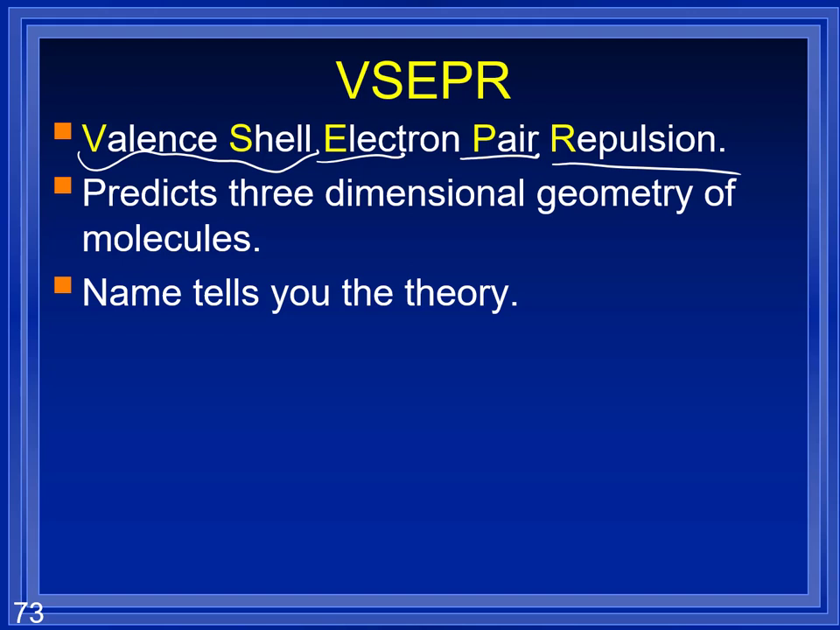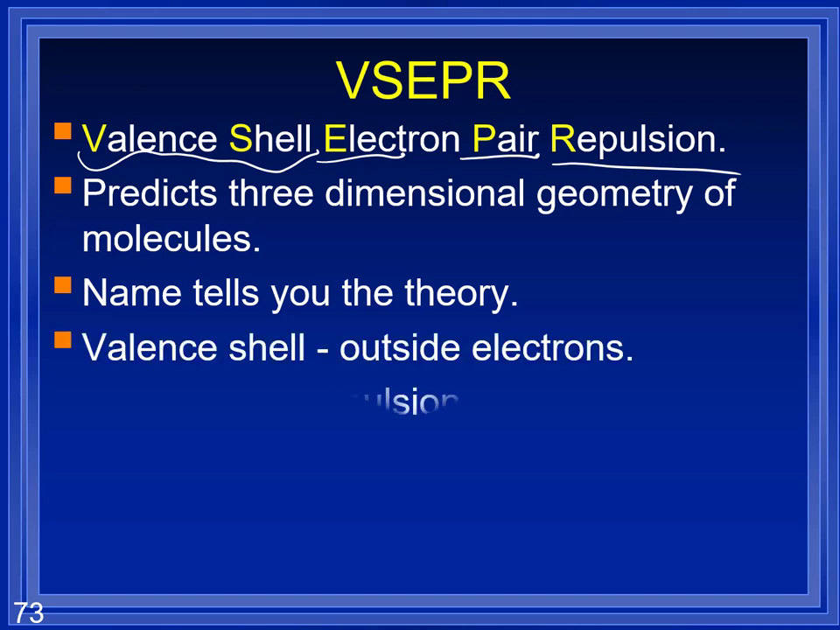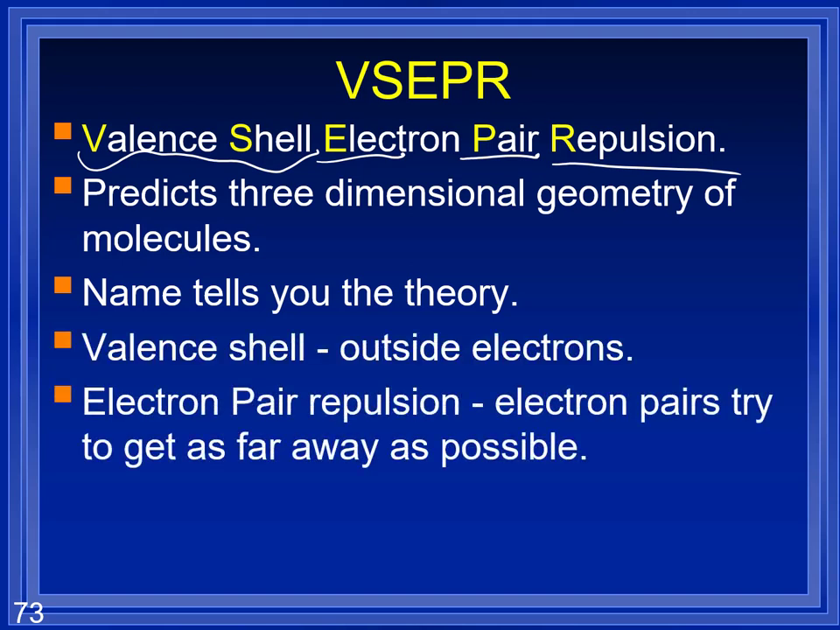So the electrons in the valence shell don't want to be next to each other because they're negative, right? And like charges repel like charges. So this is just the opposite of opposites attract. Likes repel. And that's what makes it the shape it is. Those negative pieces want to get as far away from each other as possible. So the outside electrons try to get as far away from each other as possible.